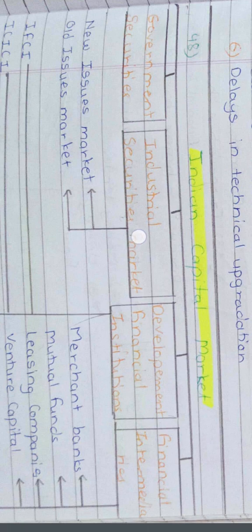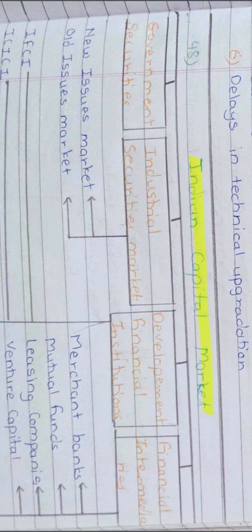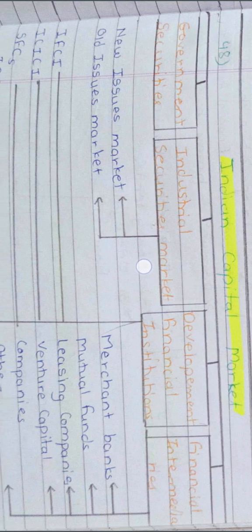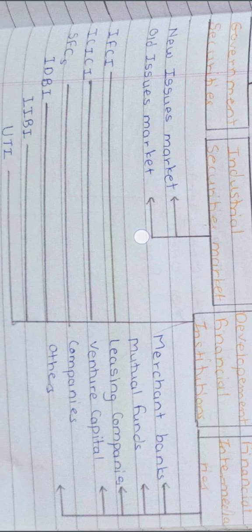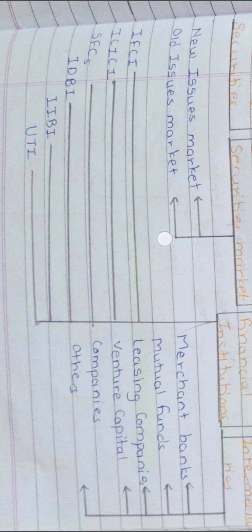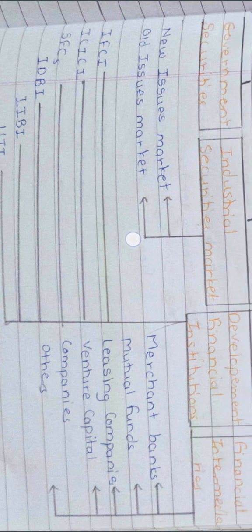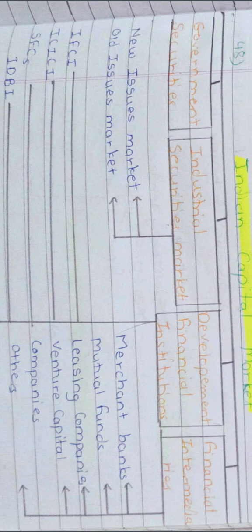Next is the Indian capital market. It is further divided into four types: government securities, industrial securities market, development financial institutions, and last is financial intermediaries. Industrial securities market contains new issue market and old issue market. Development financial institutions contain IFCI, ICICI, SFCs, IDBI, IIBI, and UTI. Financial intermediaries: merchant banks, mutual funds, leasing companies, venture capital companies, and others.